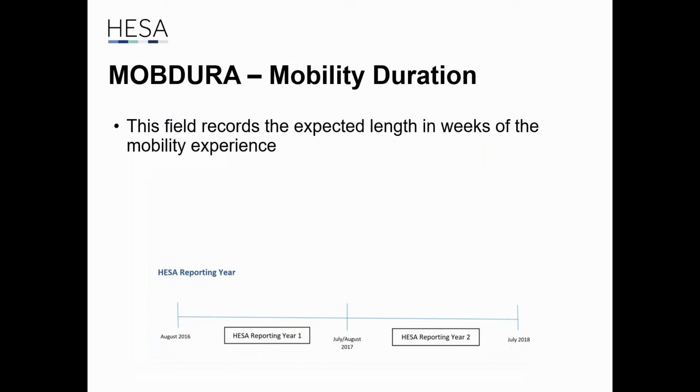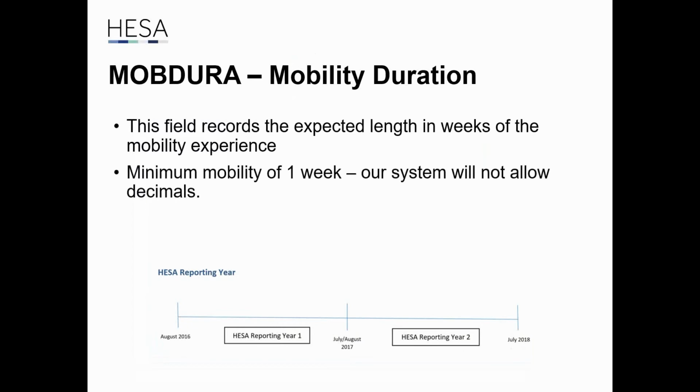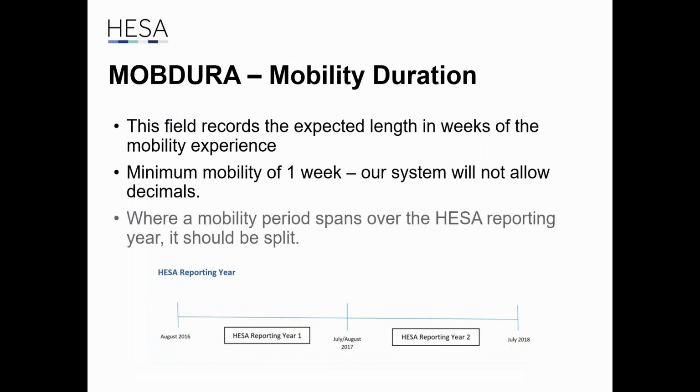So duration does what it says on the tin. It records the expected length in weeks of the mobility experience. The minimum mobility unit of measurement is 1 week. So our system does not allow for decimals, and it can only be returned in weeks. So if you had a 2-month mobility experience, you couldn't record it as 2 months. It has to be 8 weeks, for example, so we don't get that level of granularity that we're proposing to get in Data Futures. And where a mobility spans over the HESA reporting year, it should be split.